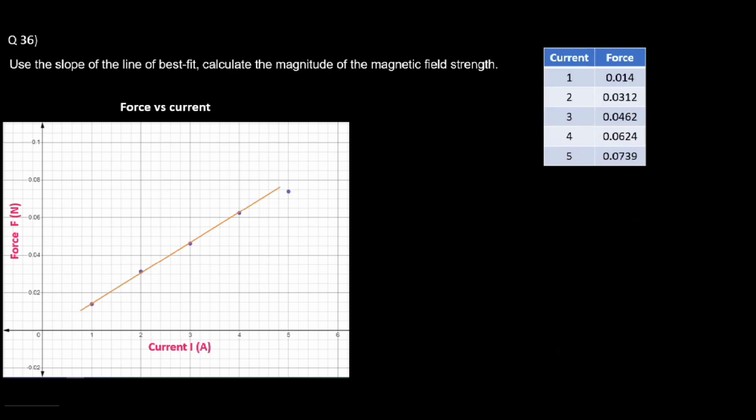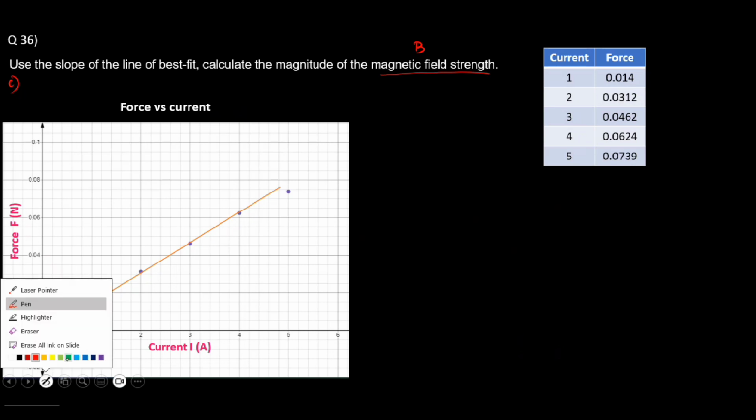Let's look at part 3 of the question. In part C, they are asking you to use the slope of the line of best fit to calculate the magnitude of magnetic field strength. So here they want me to use the slope of the line of best fit to find magnetic field B. Since they want me to use the slope, let us first find the slope. Then I will show you how to rearrange your term to find B.